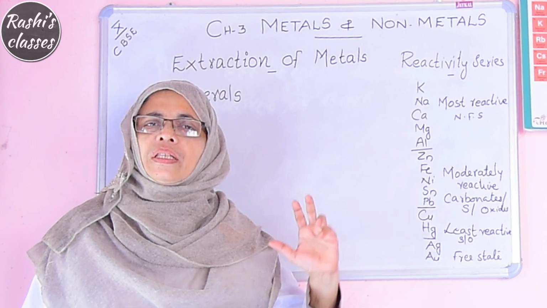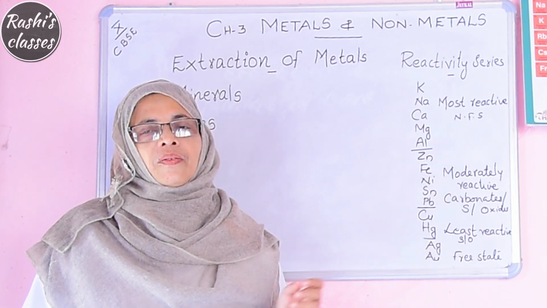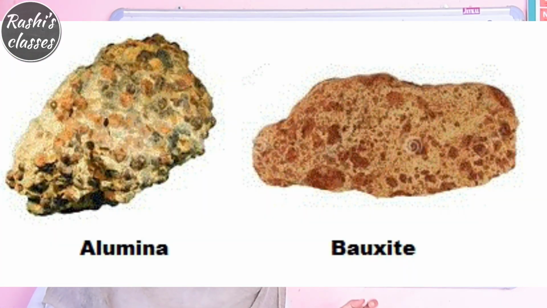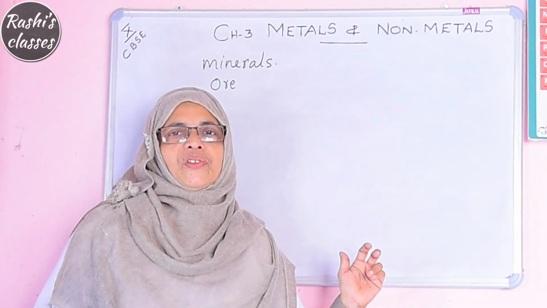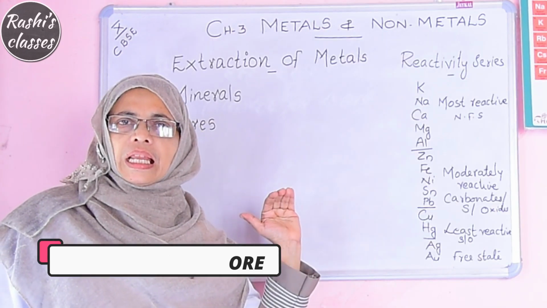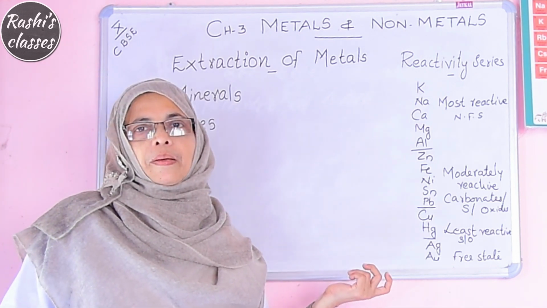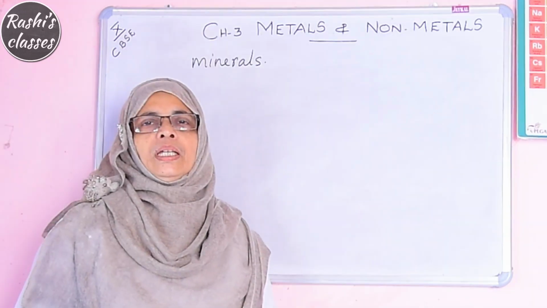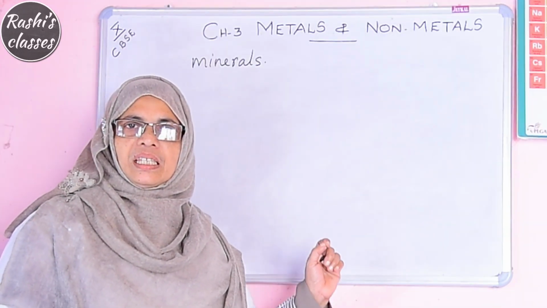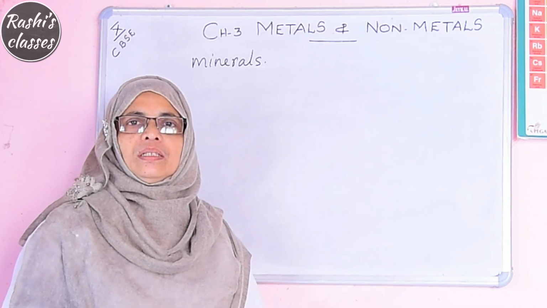So we can say all the minerals are not ores, but all the ores are minerals. For example, bauxite, cryolite and clay are the minerals of aluminium, but bauxite is the ore of aluminium. Aluminium is extracted easily and quickly from bauxite. So, when we select an ore, we should see three things: abundance, easily and cheaply separable, high metallic content. A mineral from which a metal is easily, economically and quickly extracted is called the ore of the metal.